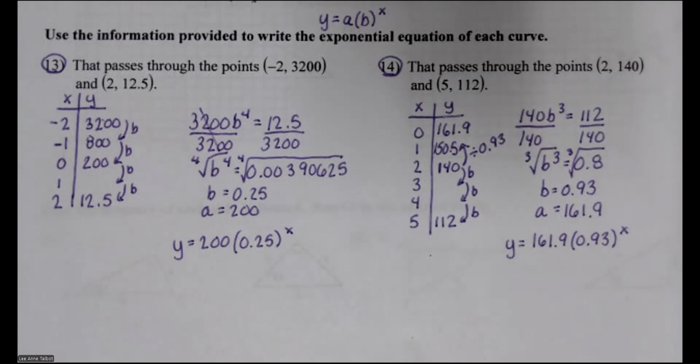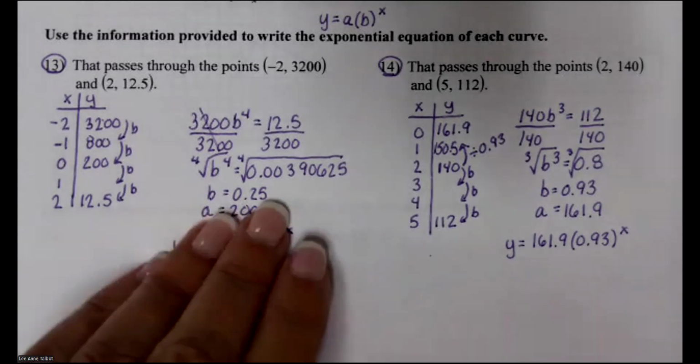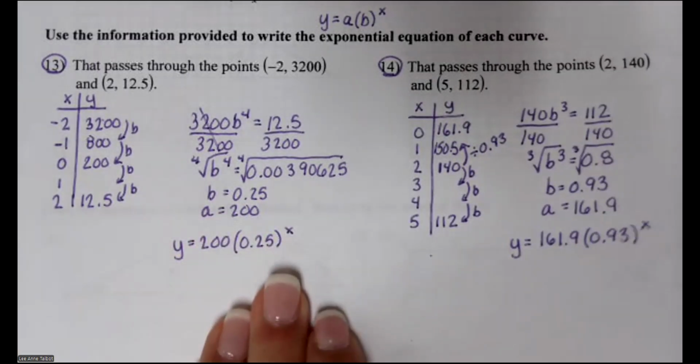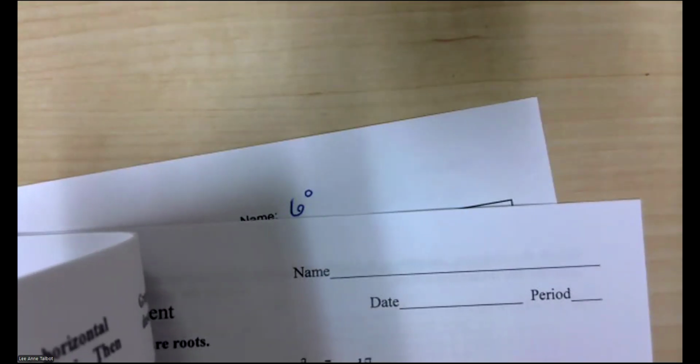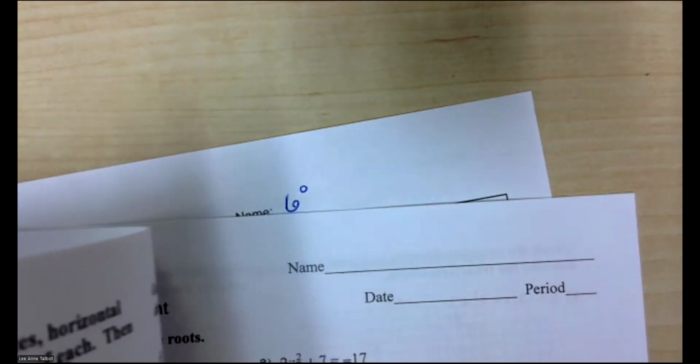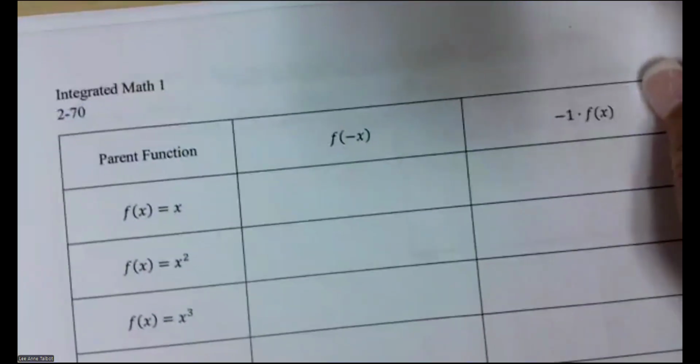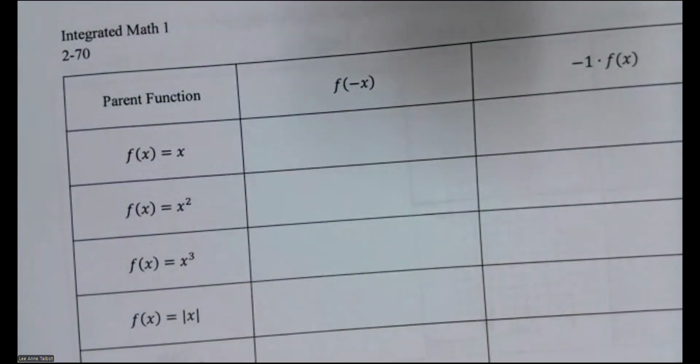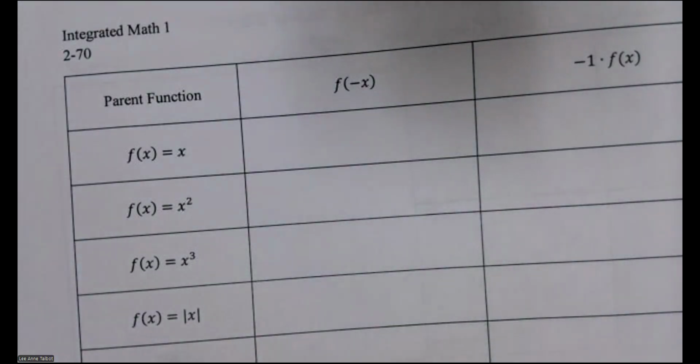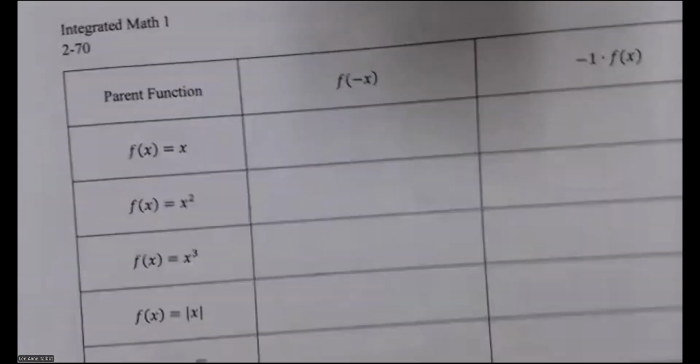But anyway, okay. Now, if you could find the page in your packet that says 2-70. It's right after the digital escape. So we're going to do half of this in the packet and half in the notebook, but it's going to start in the packet. And this is the first bit of math 3 for this chapter.